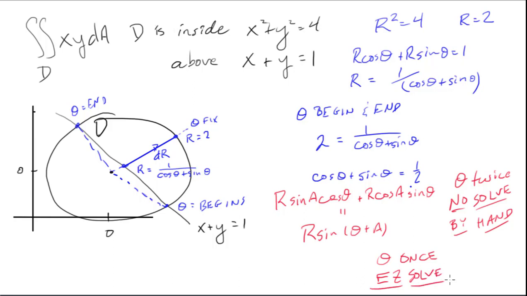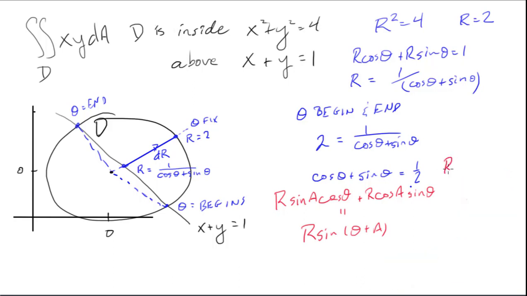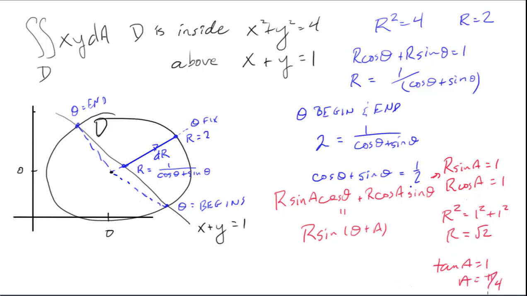To apply the formula, r sine theta is a 1, r cosine theta is a 1. I square and add. Sine squared plus cosine squared is 1. And so I get r is √2. Dividing them, tangent is 1. Plugging into the formula, theta appears once, and I solve.